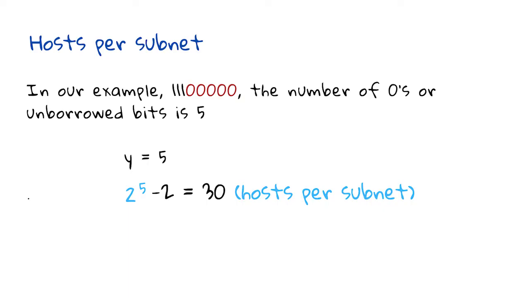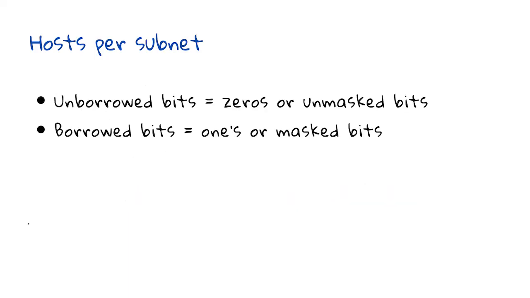Now, a point that you need to note, unborrowed bits are the same as unmasked bits. The terms are interchangeable. Sometimes you'll find other books will call them masked and unmasked bits, but they're basically the same as borrowed and unborrowed bits. So borrowed bits equals masked bits, which equals ones. Unborrowed bits equals unmasked bits, which equals zeros. Sorry, it's not the simplest way to pronounce. Unmasked bits. Yes, unmasked bits.